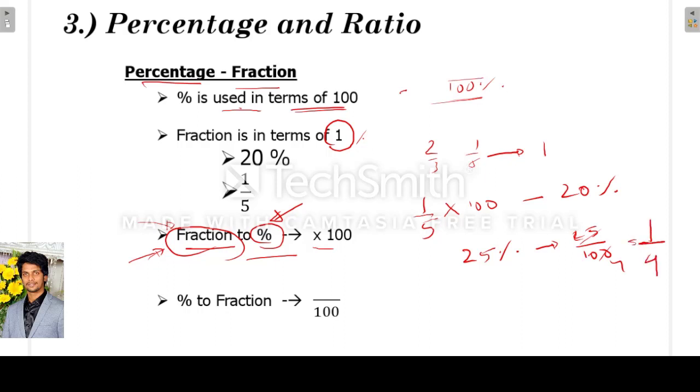So you need to remember this. In order to convert from fraction to percentage, we need to multiply the fraction with 100. And in order to convert the percentage to fraction, we need to divide it by 100.